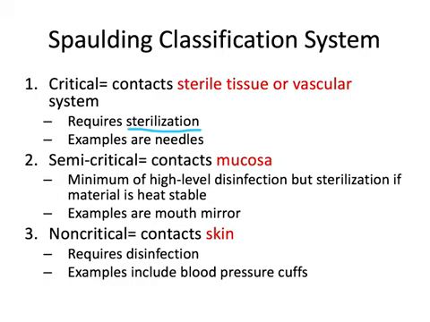Semi-critical objects or instruments are those that contact mucosa. So you need at least a minimum of high-level disinfection, but sterilization is best if the material is heat stable and can handle that autoclave or dry heat sterilization. Examples of semi-critical instruments that just contact mucosa would be the mouth mirror. Non-critical instruments or objects contact the skin, so these you only need to disinfect. Examples would include blood pressure cuffs, the x-ray apron, things that are just contacting the patient's skin.